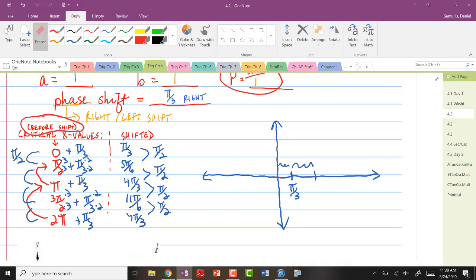I'm not going to get a measuring device to check, and I may not have enough room. 1, 2, 3, 4. I'll just come out to here, and then you can mark these: 5 pi over 6, 4 pi over 3, 11 pi over 6, 7 pi over 3. And then that's the point.